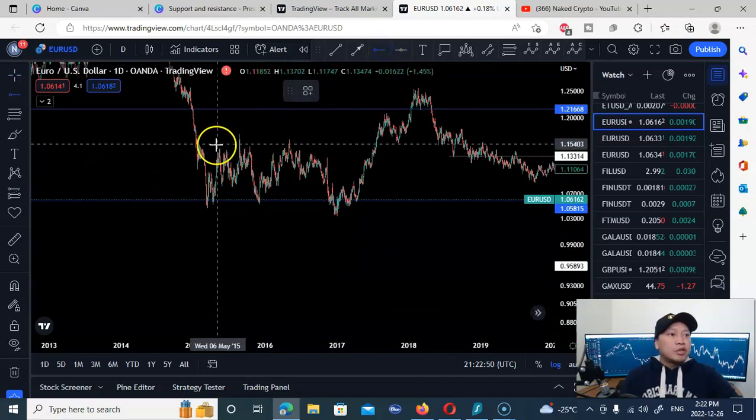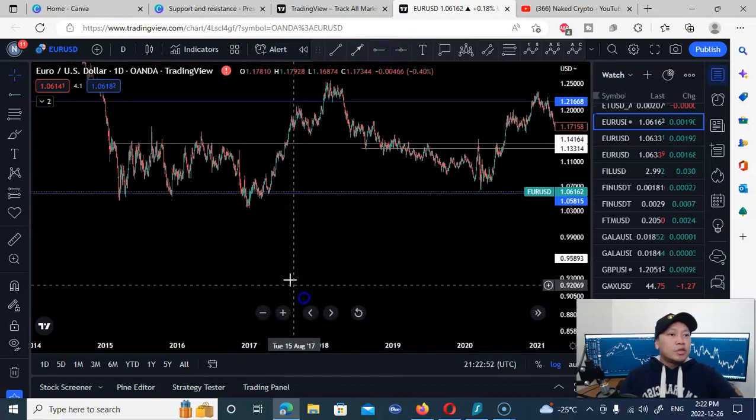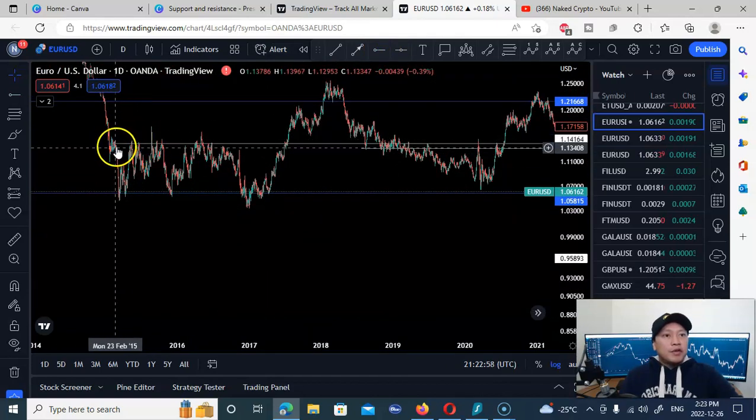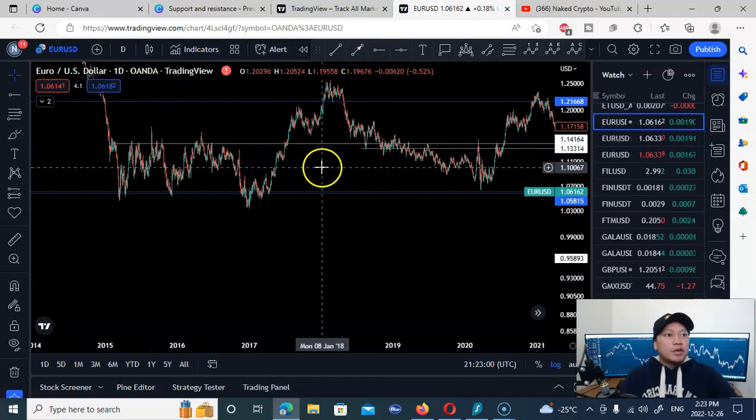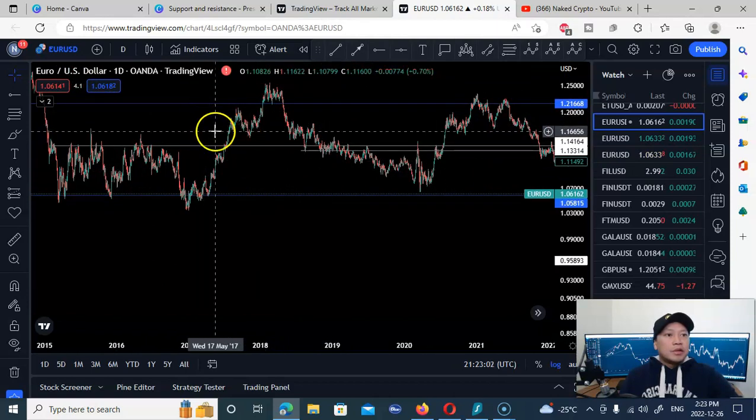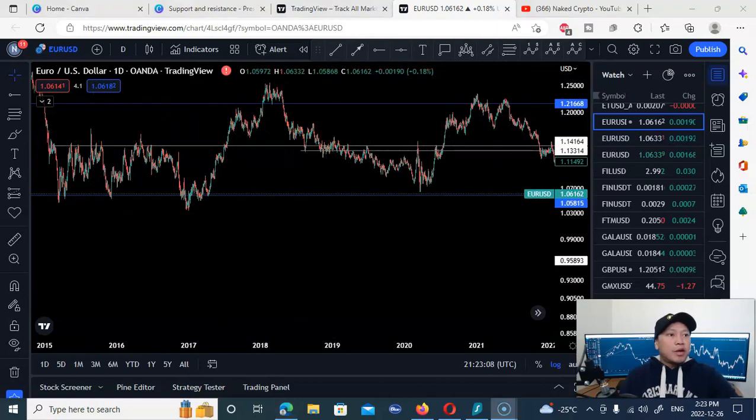So let's do a backtrack. This is one of the resistances here. If you can see, there's lots of touches here. So what happened here? The price touched here, right? And several touches here, and another touch here, tried to bounce here, and the price tried to stay on this area too.